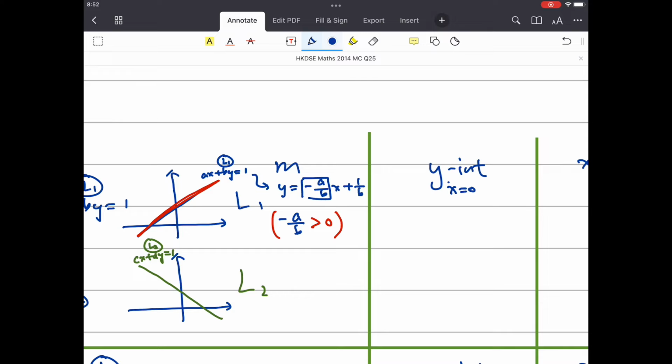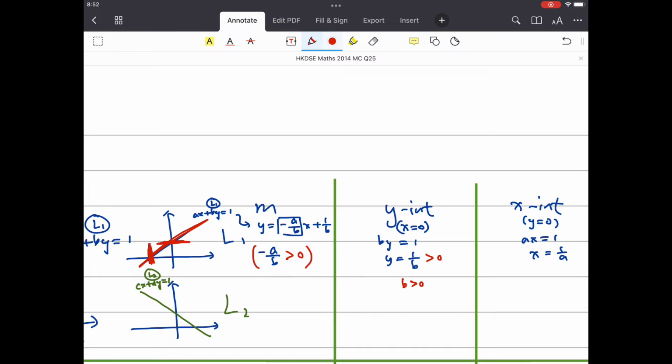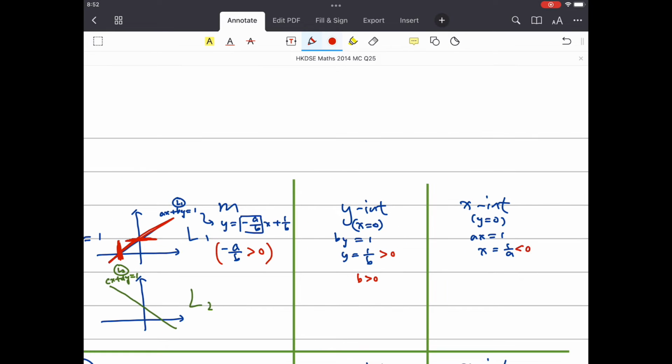We put x equals 0, and we can find that the y-intercept equals 1 over b. From the diagram, it is greater than 0, and so we can deduce b is greater than 0. For the x-intercept, we put y equals 0 and find that x equals 1 over a. The x-intercept is on the left-hand side of the diagram, so it is smaller than 0, and so we know a is smaller than 0.